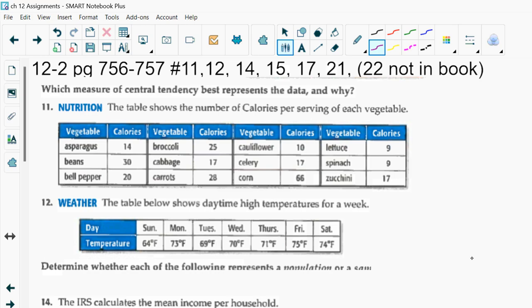So I will tell you, the majority of this assignment is not standard deviation. It's the other stuff in the video. So notice, number 11 just says, which measure of central tendency best represents the data? So given all these vegetables and their calories, they just want you to say, they don't have to compute it, which would best represent it, the mean, the median, or the mode. So that's 11 and 12.